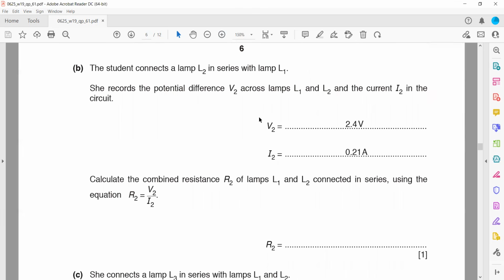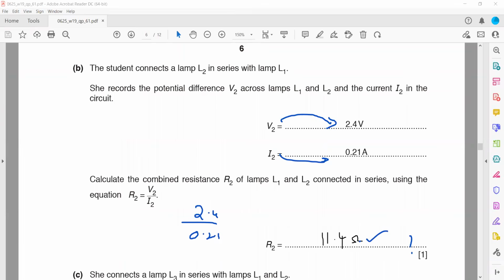Then we have another lamp. A student connects lamp 2 in series with lamp 1, and he measures the voltage across both lamps to find the total resistance of the 2 lamps. Calculate the combined resistance of lamp 1 and lamp 2 using V2 divided by I2. 2.4 divided by 0.21. Use the screen annotation to complete. So that is 11.4 ohm, that's right.